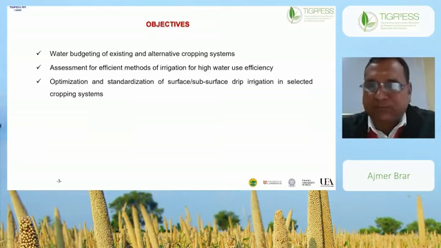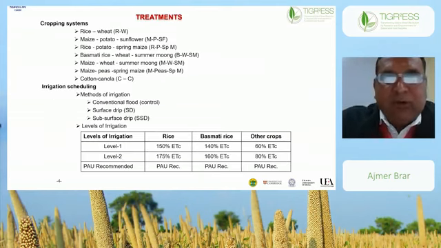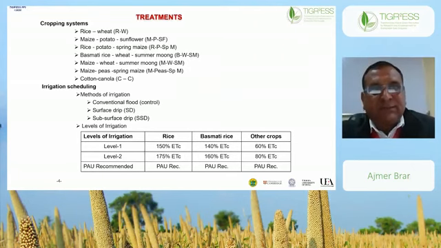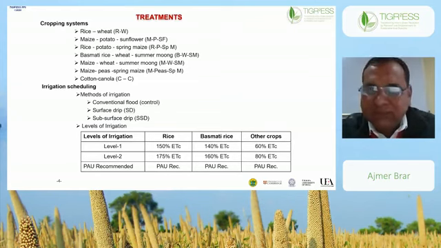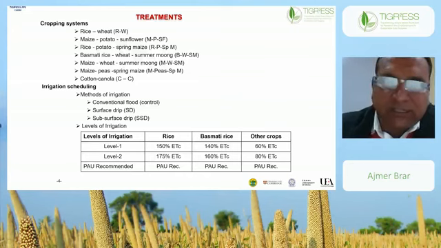Number three is the optimization and standardization of surface or subsurface drip irrigation in the selected cropping systems. To meet the objectives, we chose six cropping systems along with rice wheat. So seven cropping systems are tested with three methods: conventional, surface drip, and subsurface drip, and two levels of irrigation, deficit irrigation and full irrigation, for rice, wheat, and the other upland crops.